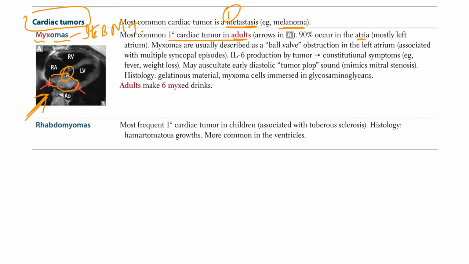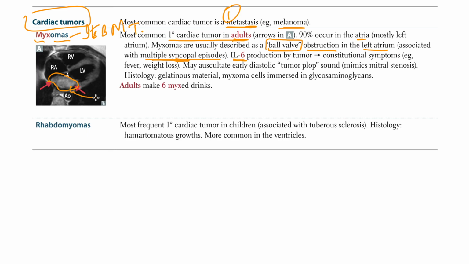Myxomas are usually described as ball valve. You can see that it's a ball in a valve, right? Which causes obstruction in the left atrium associated with multiple syncopal episodes. So it's going to cause syncope in an adult. Okay. There is IL-6 production, high yield.